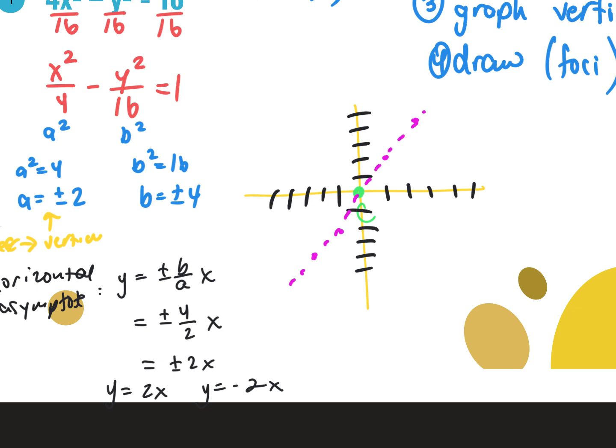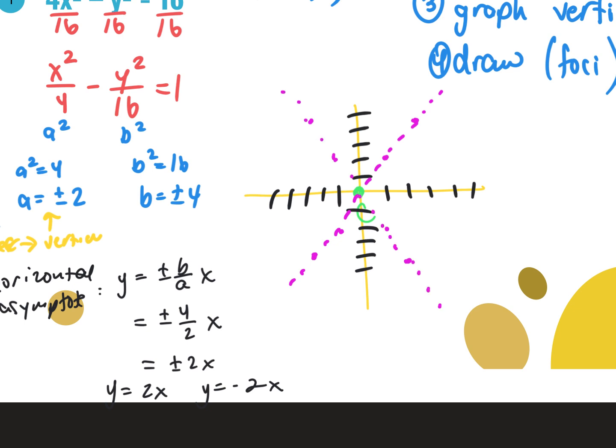Is it going to be perfect on yours? No. Is it going to be perfect on mine? No. All right, now same thing. We're going to do the other asymptote. From here, we're going to go down 2, over 1 this way, down 2, over 1, up 2, over 1, up 2, over 1. It goes like this.